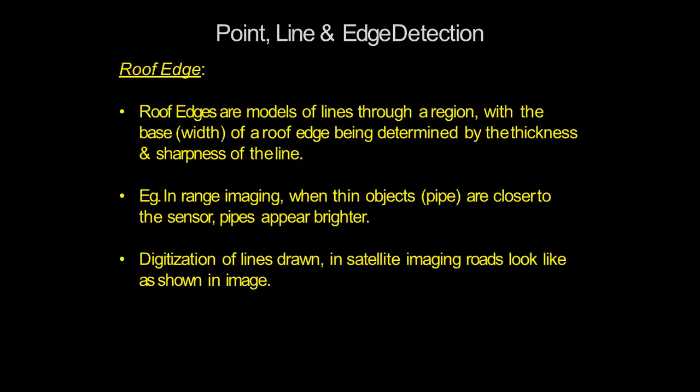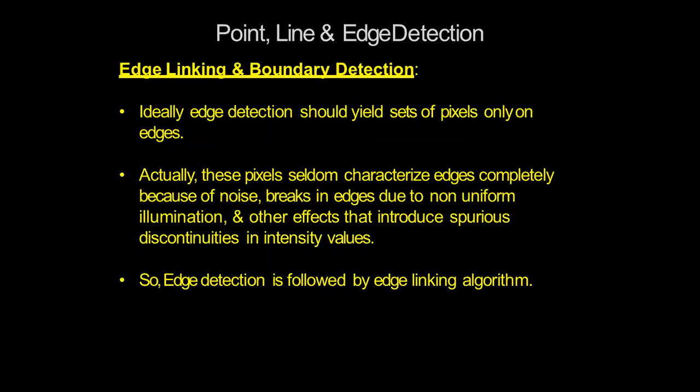Now the next is the roof edge. Roof edges are models of a line through a region, with the base of a roof edge being determined by the thickness and the sharpness of the line. For example, in range imaging, when thin objects are closer to the sensor, they appear brighter. Digitization of lines drawn in satellite imaging, such as roads, looks like shown in the image.